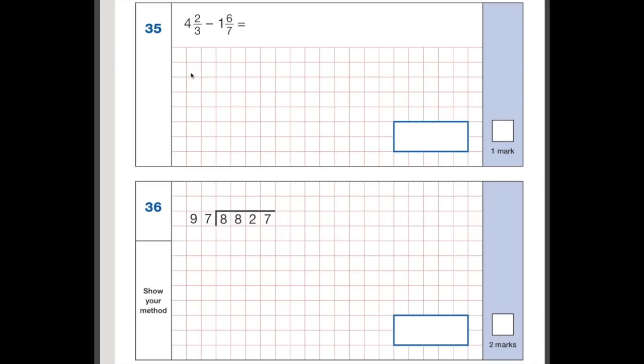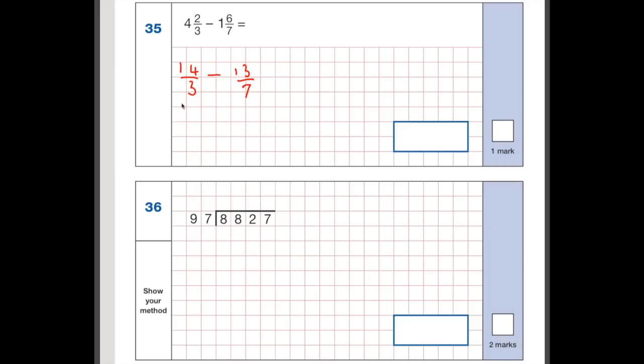Number 35 is another complicated fraction one. So what I would do is I would convert these mixed numbers into improper fractions. So I would say how many thirds go into 4 wholes? So it's 4 times 3, it's 12, plus the 2 thirds we've got here is 14 thirds. And I do the same for this one here. 7 times 1 is 7, plus the 6 is 13. Got 13 sevenths.